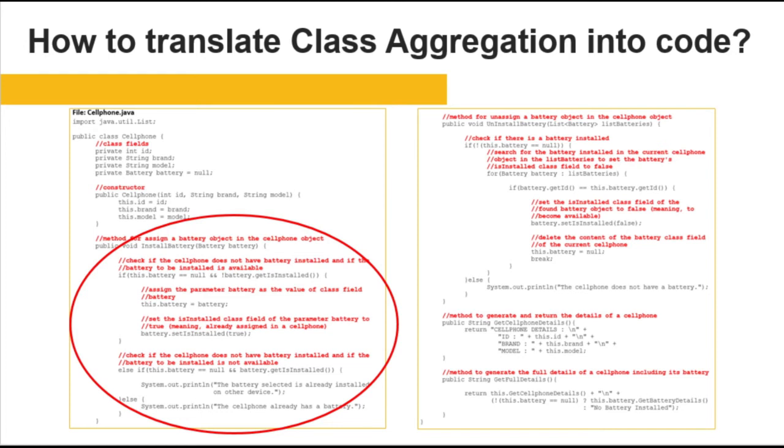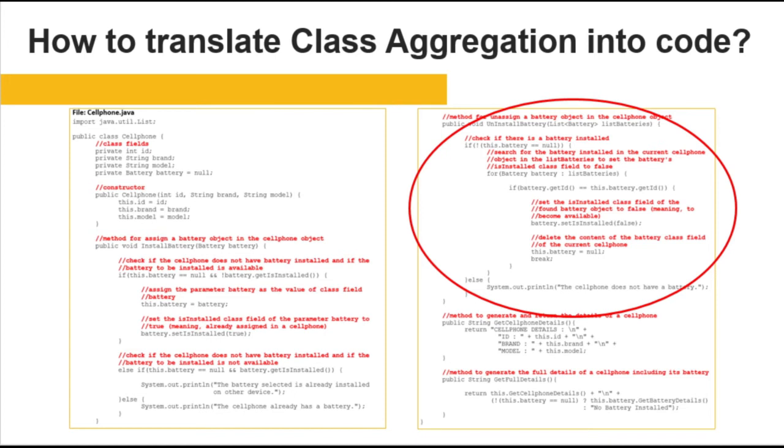Executing this.battery equals battery will help us assign the parameter object battery as the value of the cellphone object's class field named battery. By calling the isInstalled setter method of the isInstalled class field of the battery object and passing true as its parameter, we now make the battery object installed.